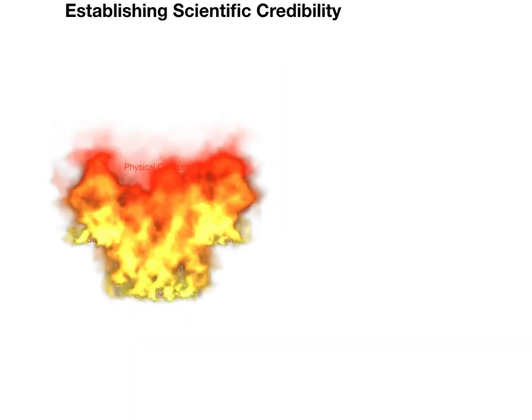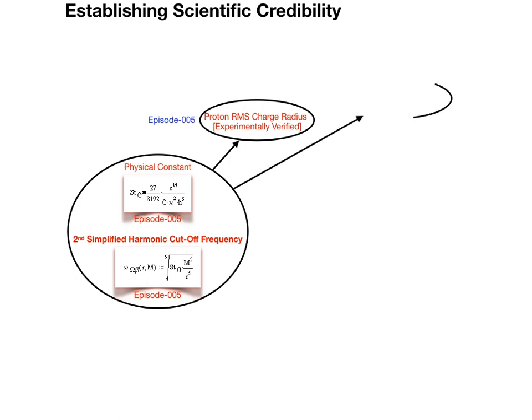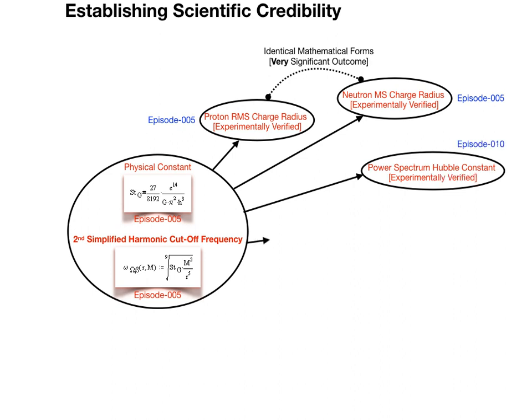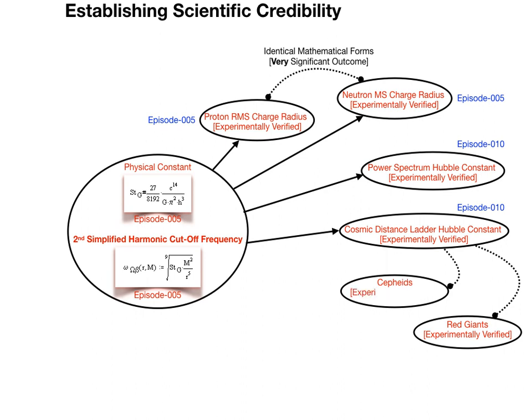Experimentally verified evidence supporting our quantum integrated general relativity solution is based upon one single equation derived from a process spanning episode 1 to episode 5. This single equation, appearing on screen as the second simplified harmonic cutoff frequency, is a precipitation, that is, a simplification, of the equation set appearing on slide 6. In this illustration, we see that our primary equation, which was derived in episode 1 to episode 5, yields astonishing experimentally verified results. We have confirmed that a single equation can be utilized to describe reality from the quantum scale to the cosmological scale, and everything in between.